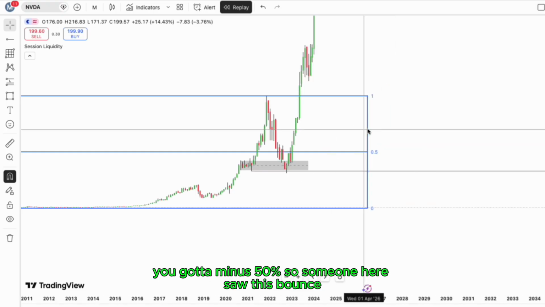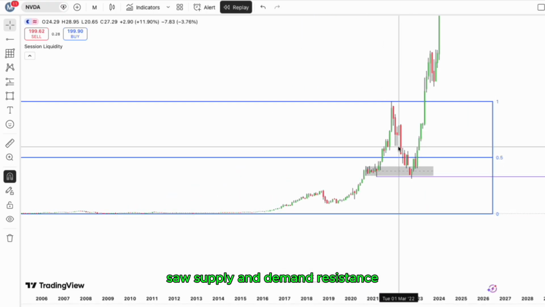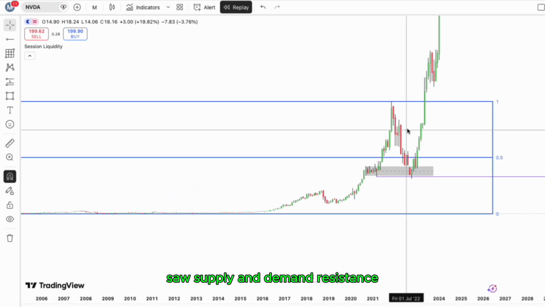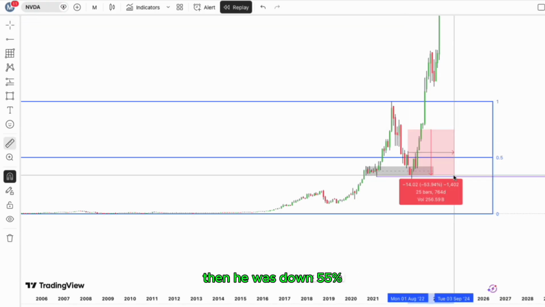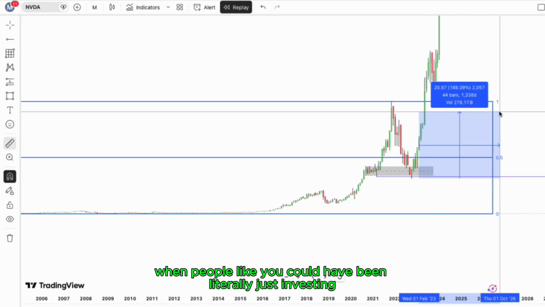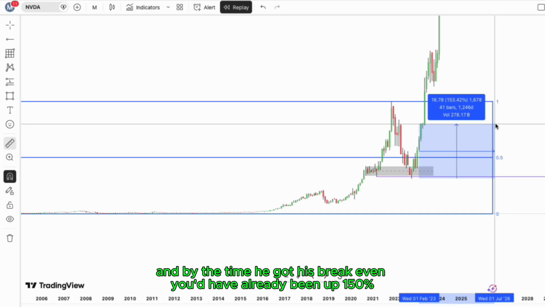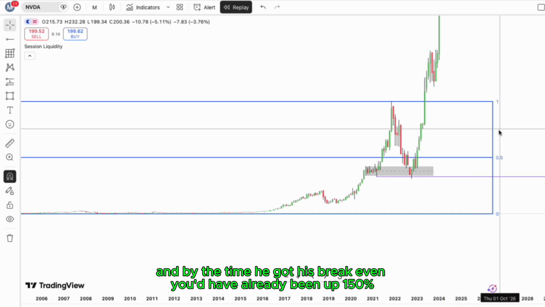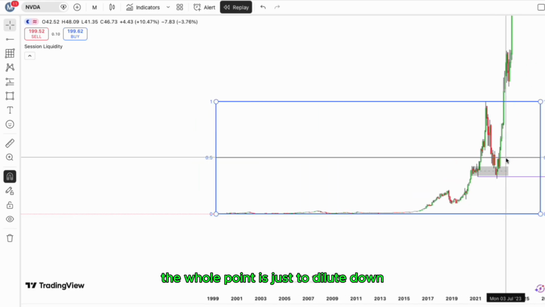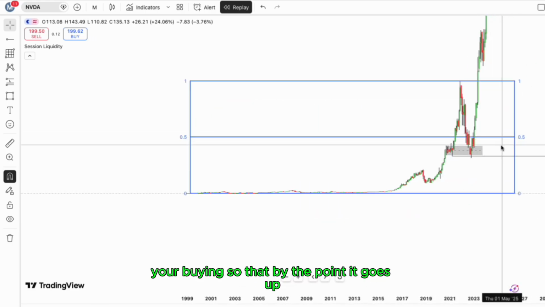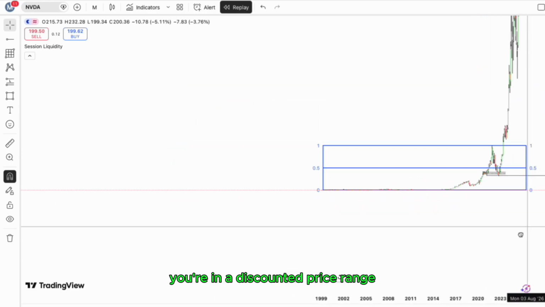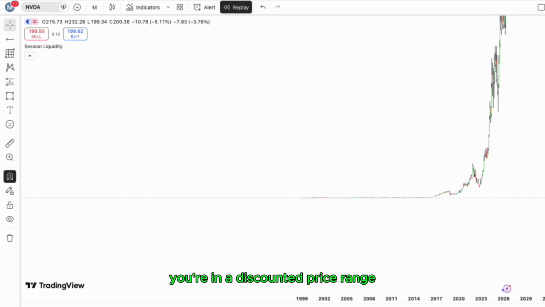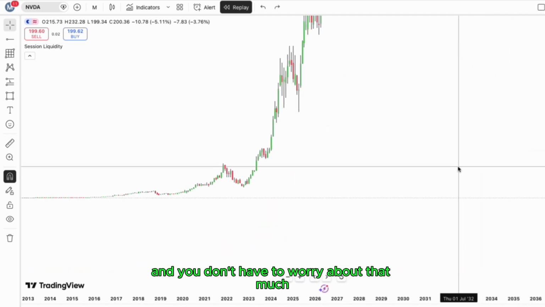So someone here saw this bounce, I don't know, saw supply and demand resistance, some random thing. He bought in here, then he was down 55% when people like you could have been literally just investing. And by the time he got to his break even, you would have already been up 150%. So the whole point is just to dilute down your buy-in so that by the point it goes up, you're in a discounted price range and you don't have to worry about that much.